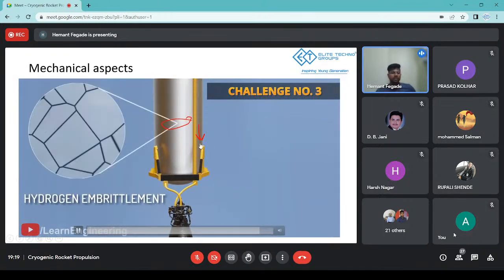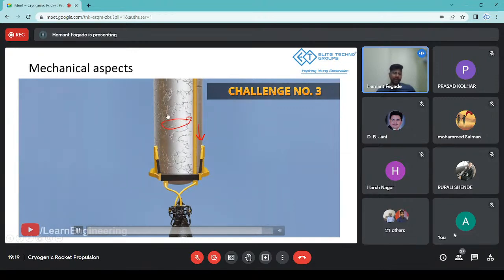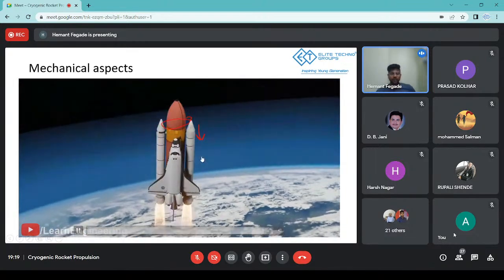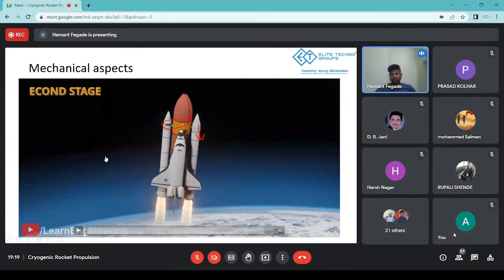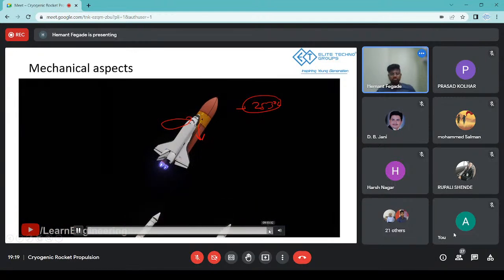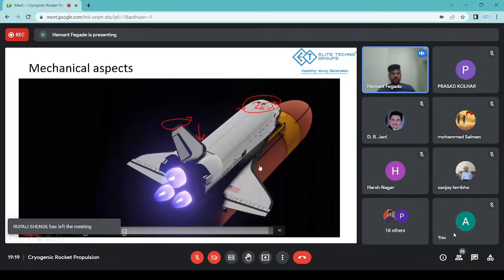And the third challenge is hydrogen embrittlement, okay? Because you are storing your hydrogen over here, it will have an effect on this tank, because your hydrogen is stored at minus 253 degrees Celsius. So it's bound to have an impact, a reaction on the storage material, the storage tank. So that is your third challenge. These are the reasons why most countries are not able to produce a sufficient cryogenic engine.